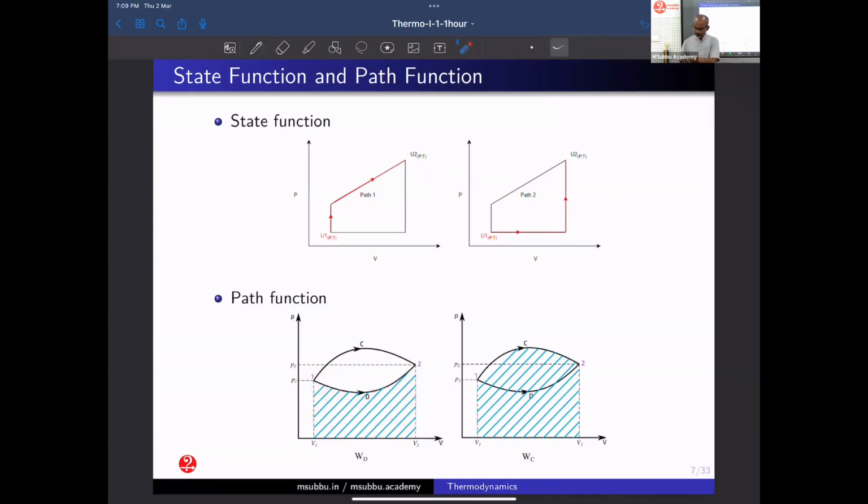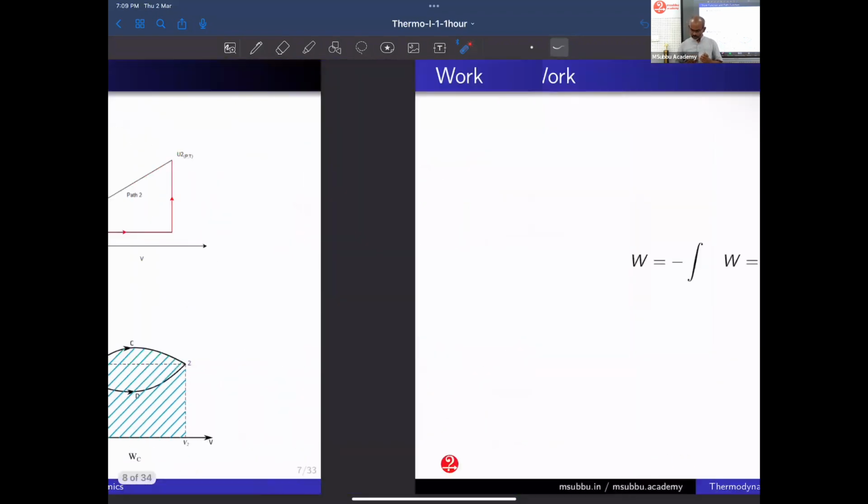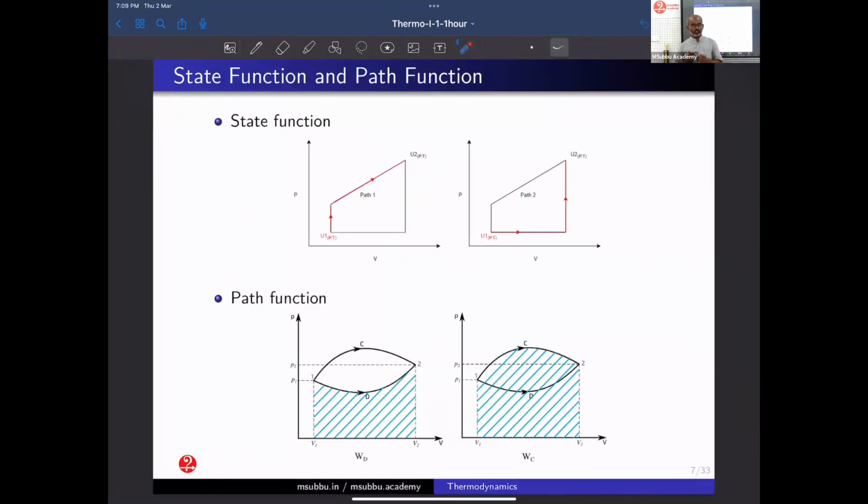If the process is happening by this path, 1D2, if the process is following this path, then this is the work involved. Whereas if the process is following this 1C2, then the area under the PV curve is the work. So work depends on the path in which the process is executed. Not only work, there is also heat as well. In what way is heat depending?